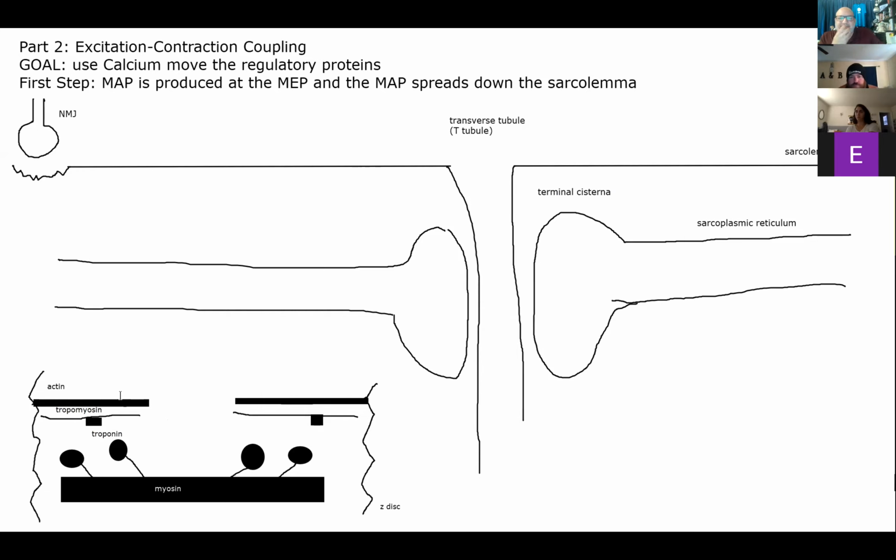However, let's start adding a couple quick things. For starters, what is the function of the sarcoplasmic reticulum in our muscle cell? It stores and releases calcium. Let's start with the storing part first, right?